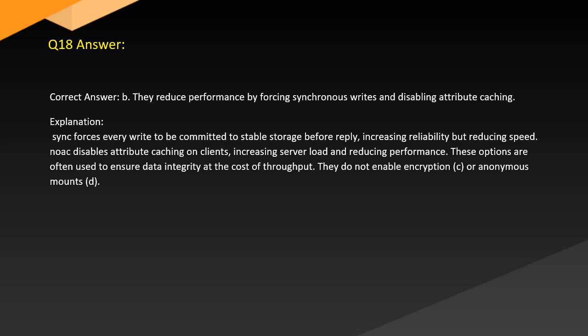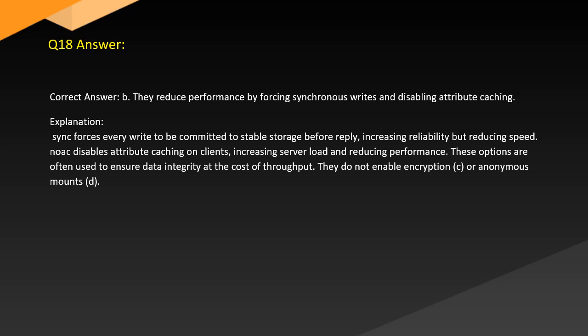Answer. Correct answer: B. They reduce performance by forcing synchronous writes and disabling attribute caching. Explanation. Sync forces every write to be committed to stable storage before reply, increasing reliability but reducing speed. Noac disables attribute caching on clients, increasing server load and reducing performance.